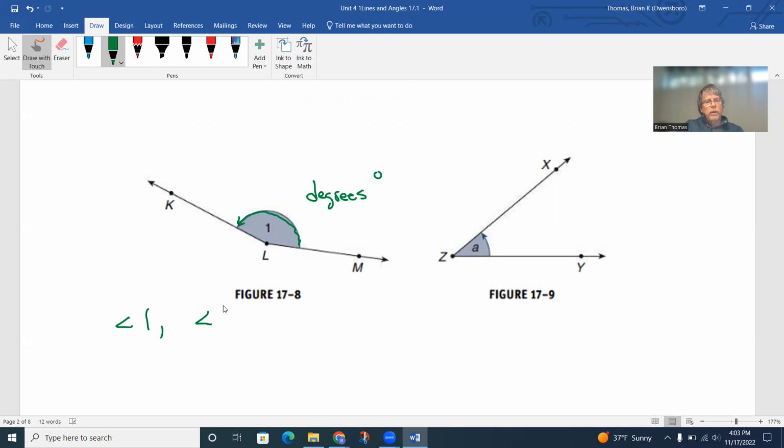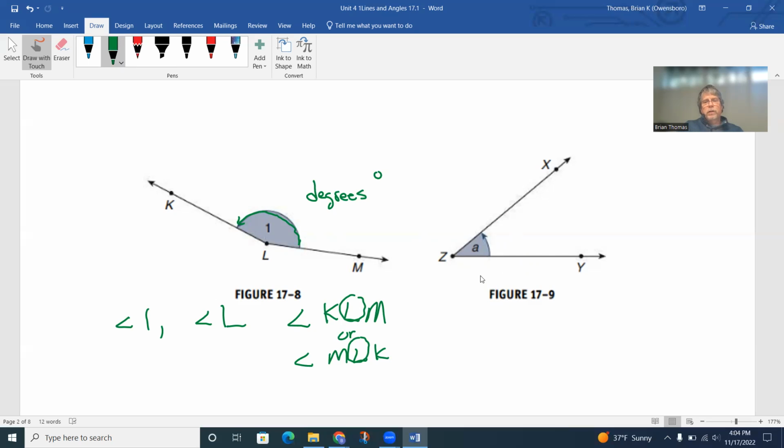We could call it angle L. We also could call it angle KLM, or we also could call it angle MLK. If I use 3 points, the vertex point has to be in the middle. So if I use 3 letters, that vertex point has to be in the middle.